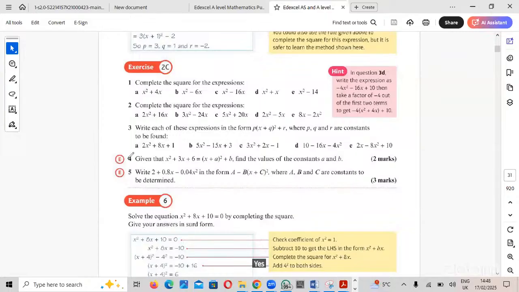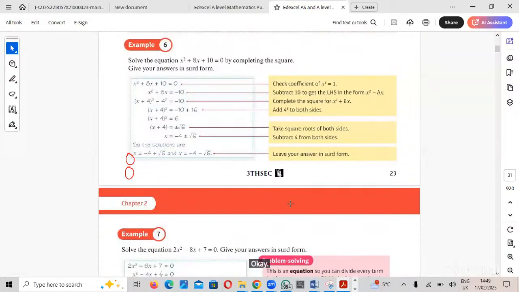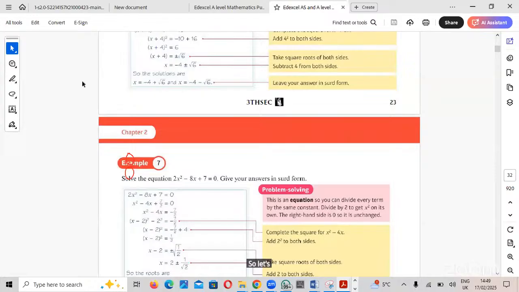Take note of these two questions. Take note of them. So let's solve this one.